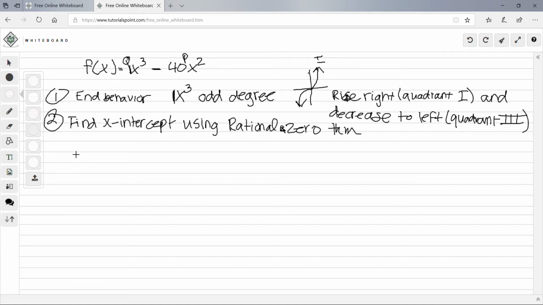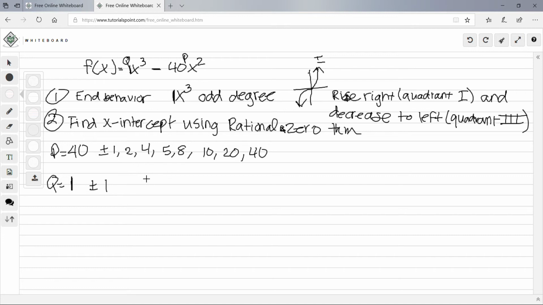It's always the coefficient. So we said that the p is 40, and our q is just 1. It's the coefficient. So what are the possibilities of 40? So the possibilities of 40 is going to be plus or minus 1, 2, 4, 5, 8, 10, 20, and 40. And then the possibility of 1 is just plus or minus 1, right?